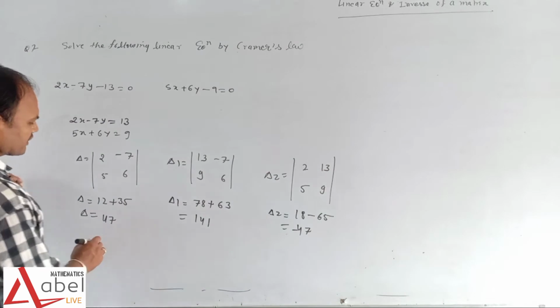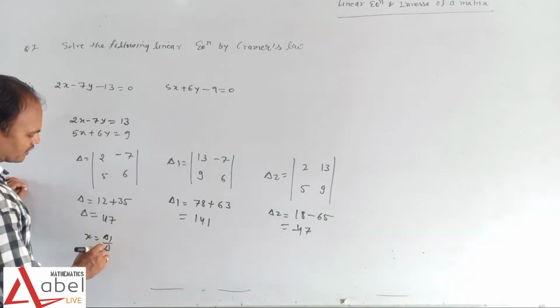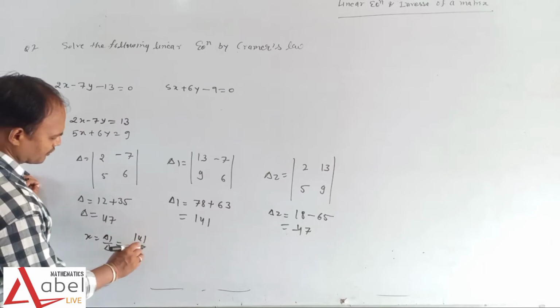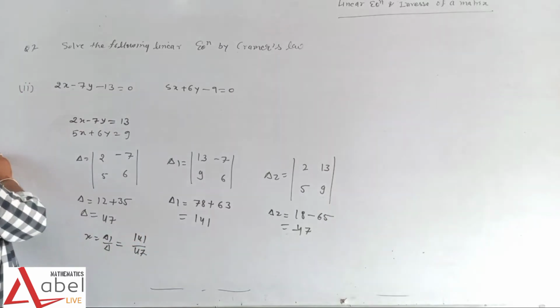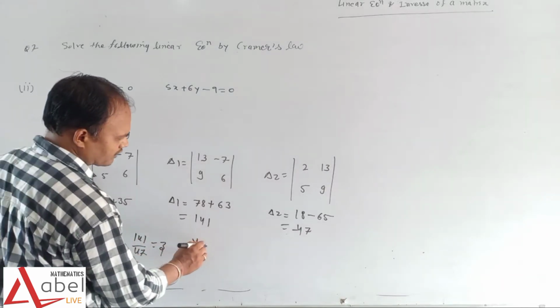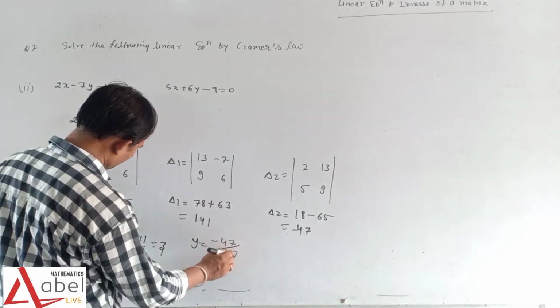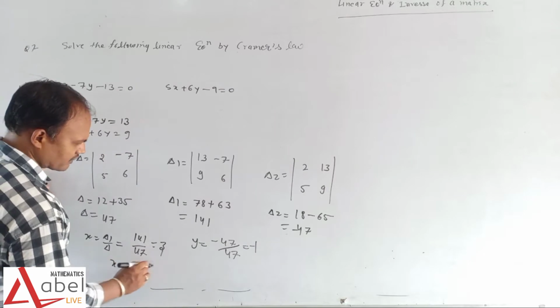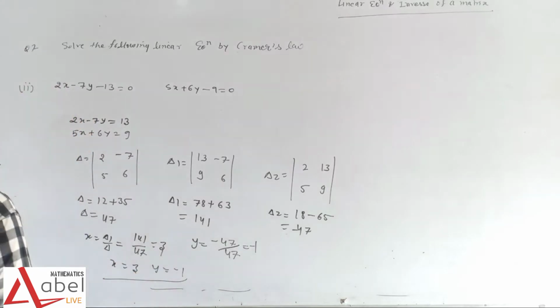So students, what is x? X equals delta 1 upon delta, so it is 141 upon 47, which cancels by 3 times, giving 3. What about y? Y equals minus 47 upon 47, so it is minus 1. So students, your answer is x equal 3 and y equal minus 1.